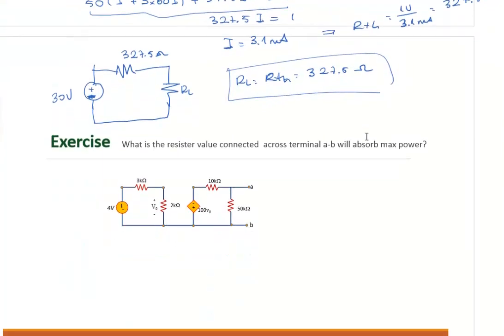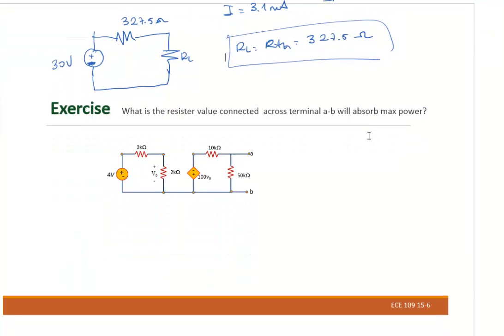I have one more question here, an exercise question. This question looks interesting, but it's not complicated, but let me see how we can do this one. Again, we're trying to find out what should be the value of RL right there. I think I will do this one like this. Let me see how I can do this.